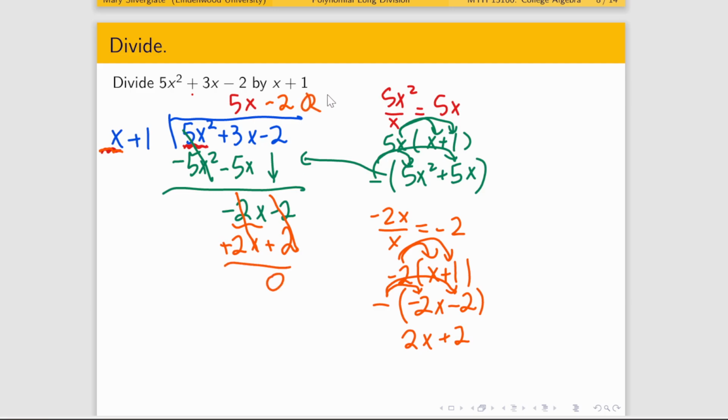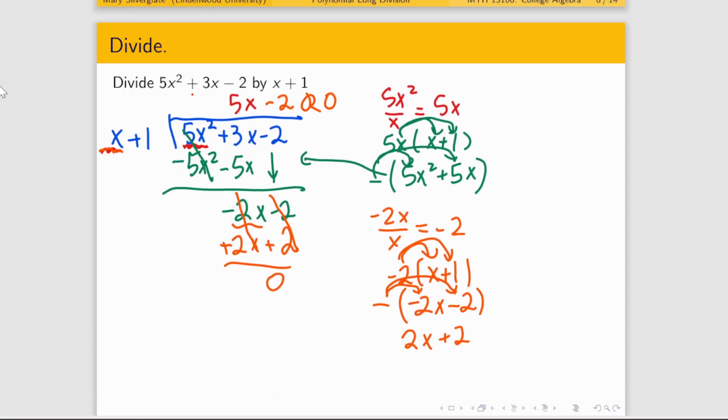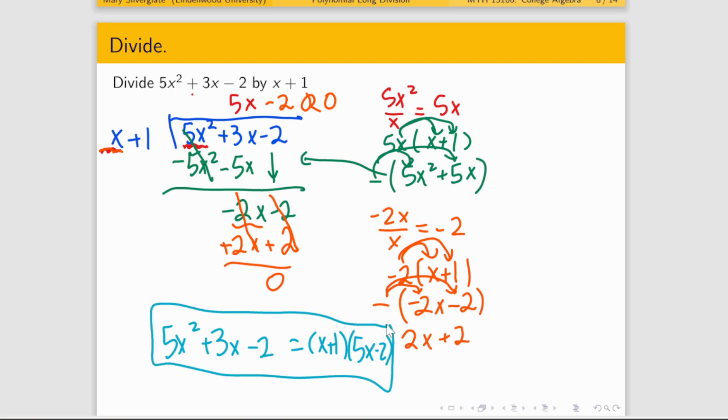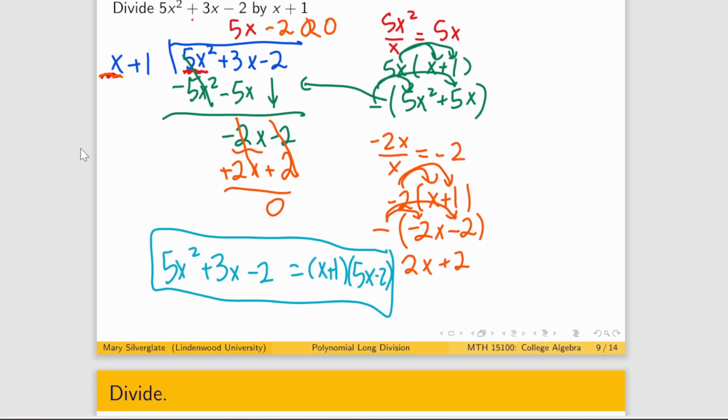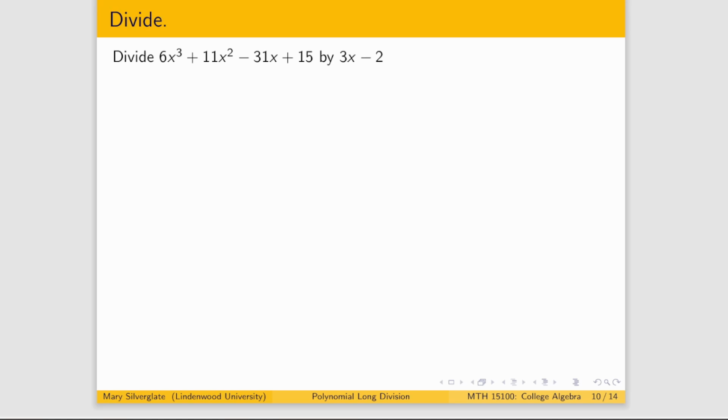So our remainder is 0, which is super nice, because what I just figured out was that 5x squared plus 3x minus 2 is equal to x plus 1 times 5x minus 2. And this also happened to be factorable, and you could confirm that as well. But sometimes it's not factorable, and you were able to still figure out these cool relationships, which is nice. Or not factorable by methods that we know. If it ends up this way, that means it's factorable in the grand scheme of things.